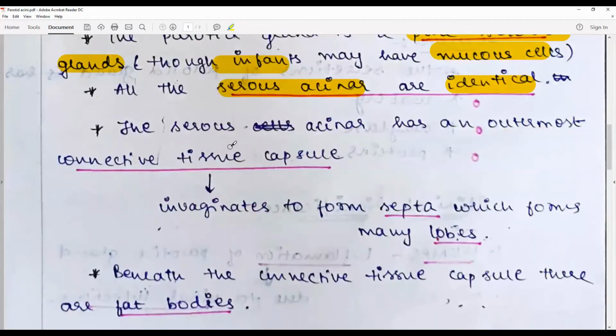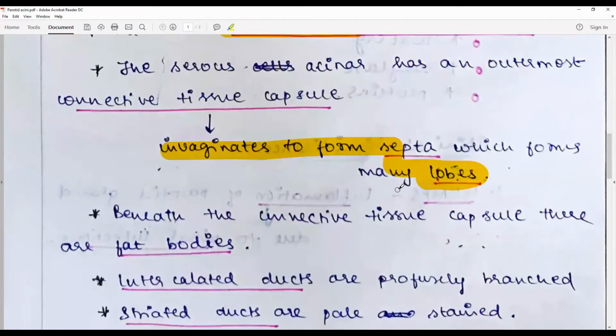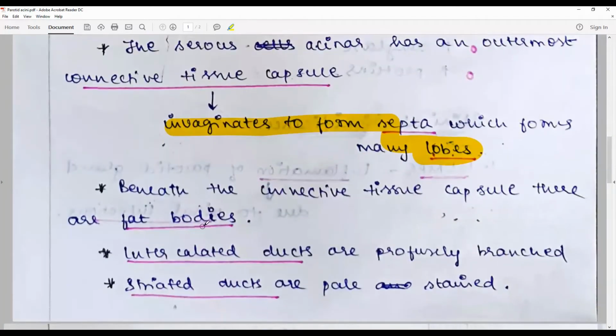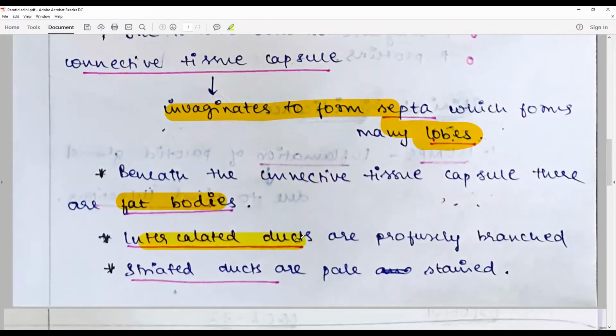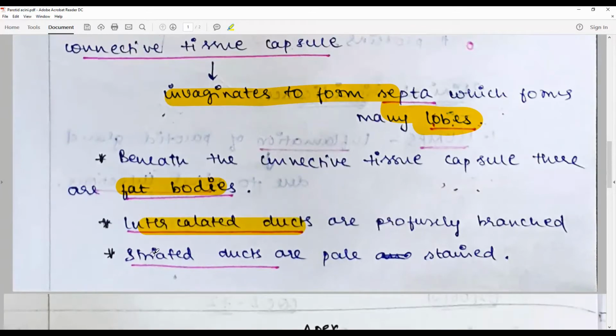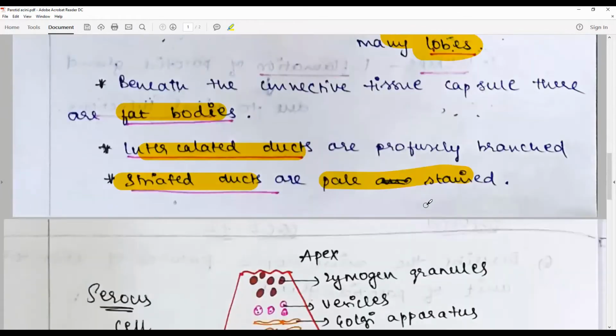Development: this connective tissue invaginates to form septa, which forms many lobes. So parotid acini are arranged in lobes, right? And they may be interspersed with fat bodies. The intercalated ducts are profusely branched, whereas striated ducts appear pale and stained under the histological sections.